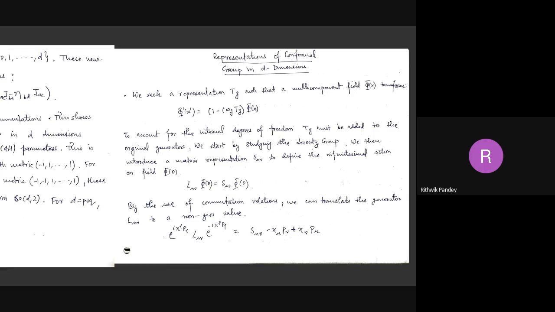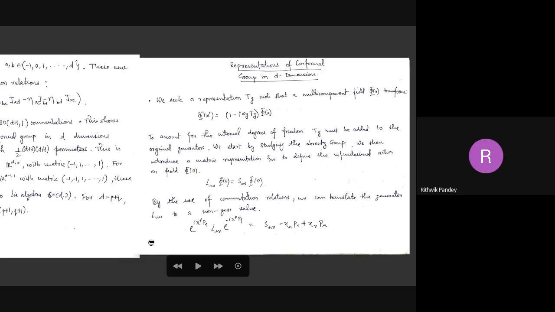So this can be easily simplified using the Baker-Hausdorff formula. I don't know if I'm saying the name correctly, but I don't remember. But using that and using the commutation relations of the group, we can see that this comes out to be S mu nu minus x nu P mu plus x mu P nu.